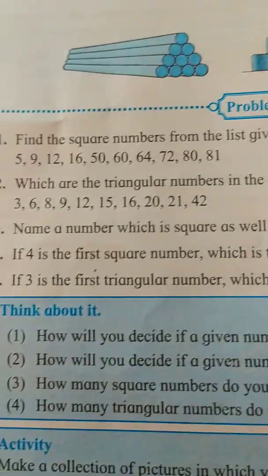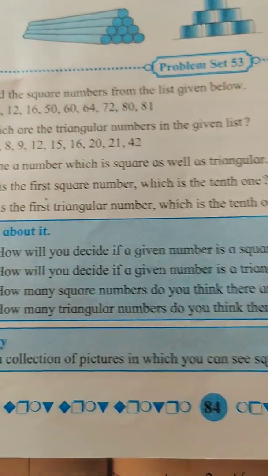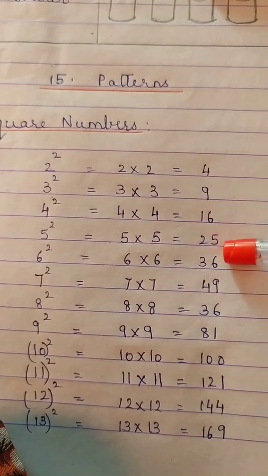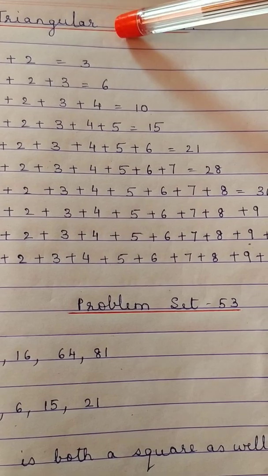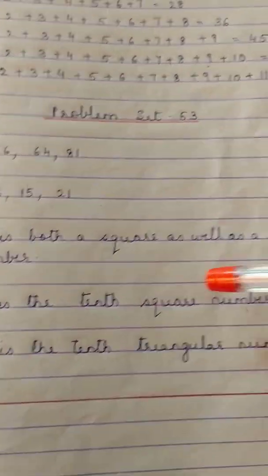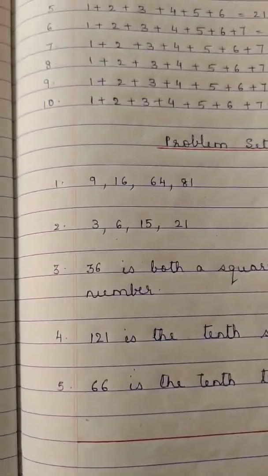Question number 3. Name a number which is square as well as triangular. Let me look at these square numbers. Okay. See, I have 36 here. Look at the triangular numbers. I have 36 here. So 36 is a number which is both a square as well as a triangular number.